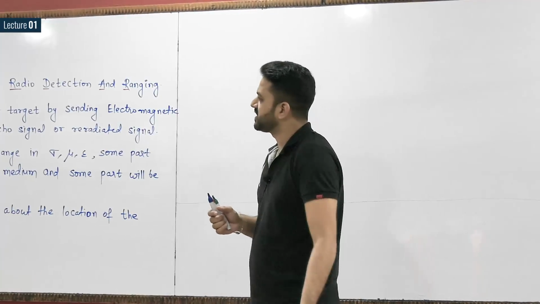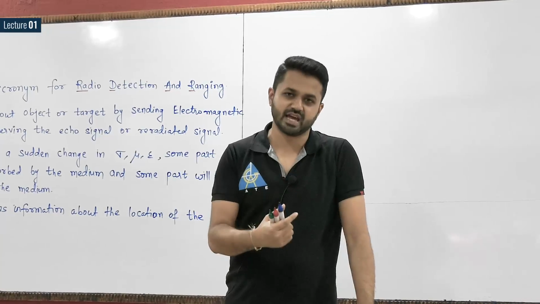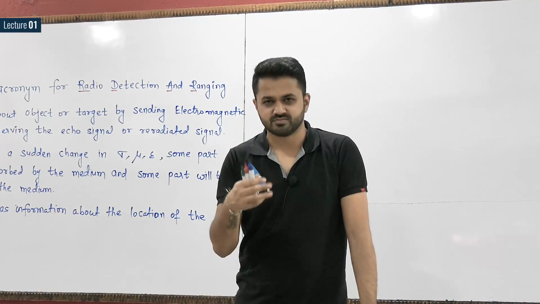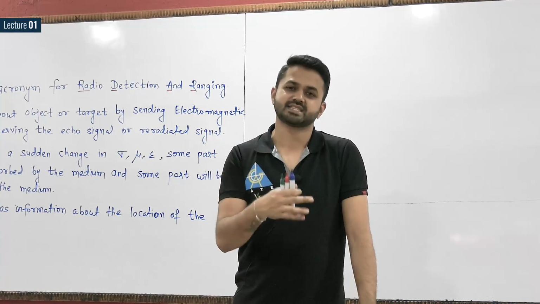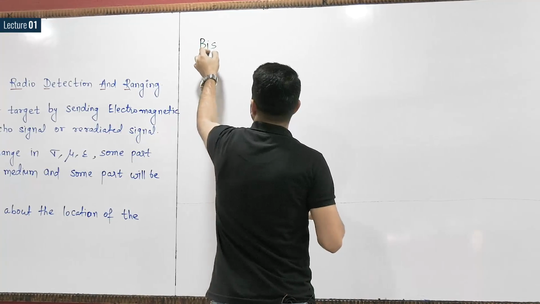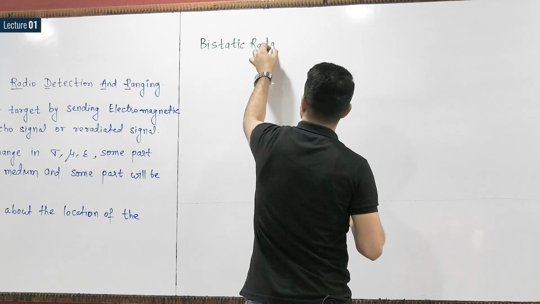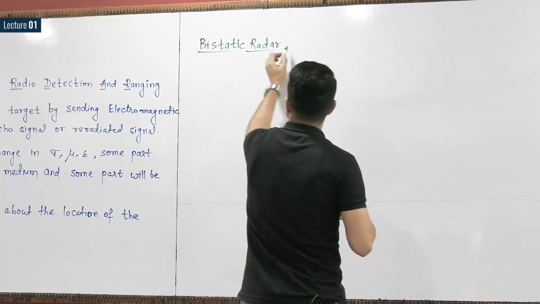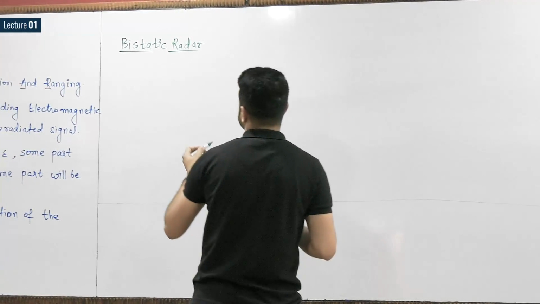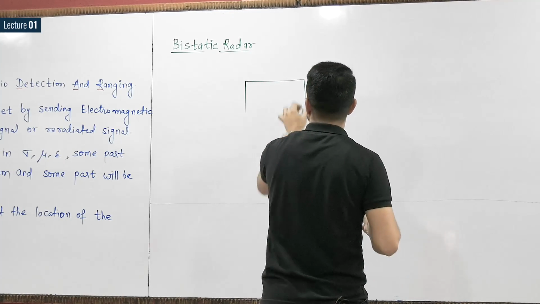Now the important point we are going to discuss is what different types of radar systems we can have. First is the bistatic radar system. So we are having the first topic as bistatic radar system. What is the block diagram of this bistatic radar system? We are having a transmitter.